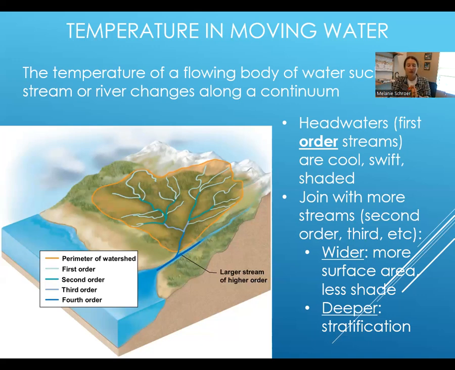Also, not only are the rivers getting wider, but they are getting deeper as well. And so now we have this situation where the top is getting really warm and the bottom is still deep, it is still shaded. And so you start to see stratification just like you would in a lake, for example, in these higher order streams.